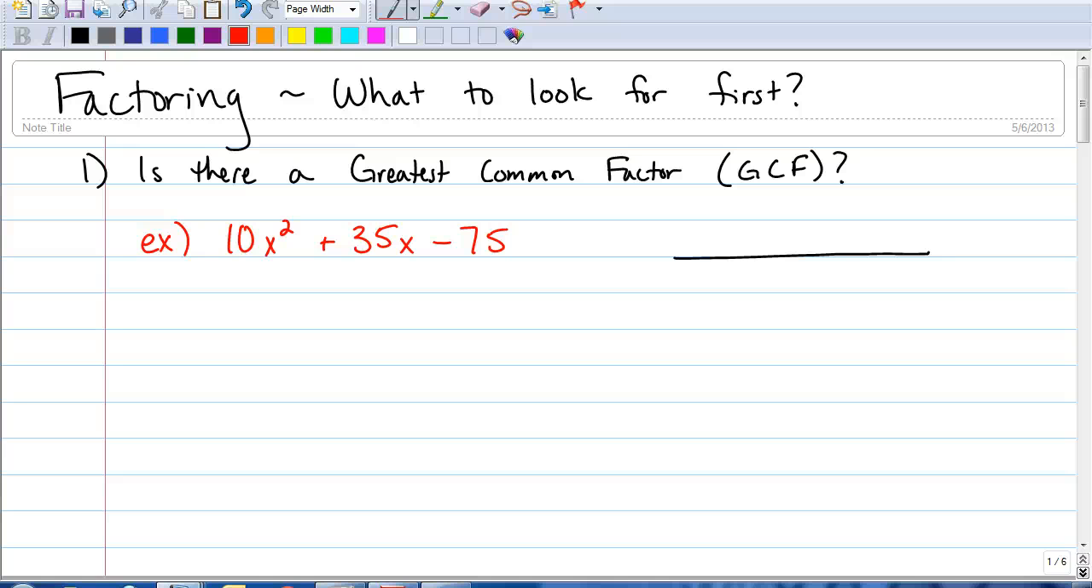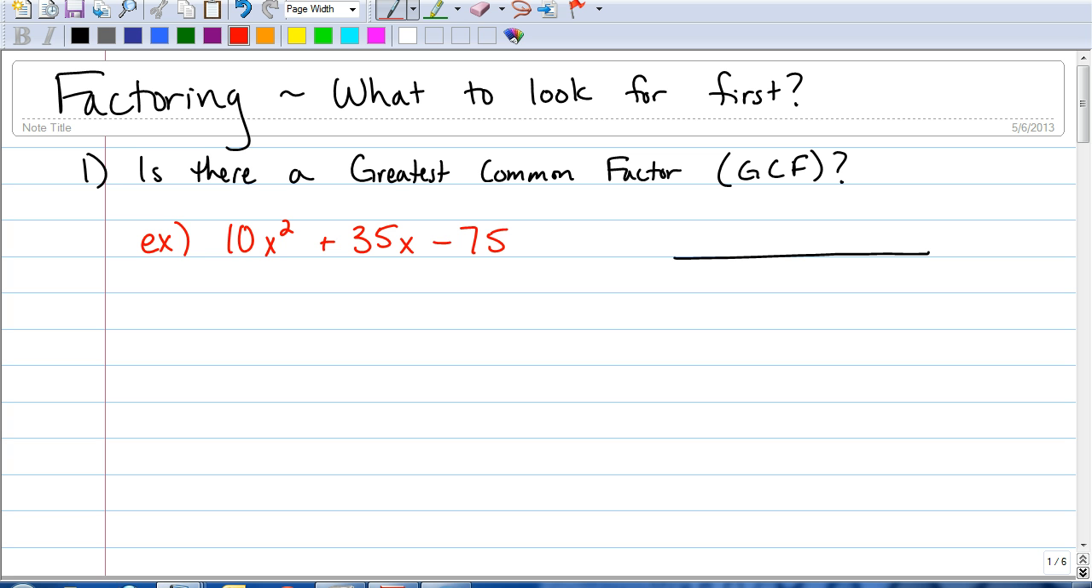But there are some things that we should always look at first before we actually jump into that factoring of the trinomial. The first thing that you should always look for, no matter if it's a binomial, 2 terms, a trinomial, 3 terms, or even if we have 4 terms that we're looking to factor, is a greatest common factor, or a GCF. Let's look at this one here.